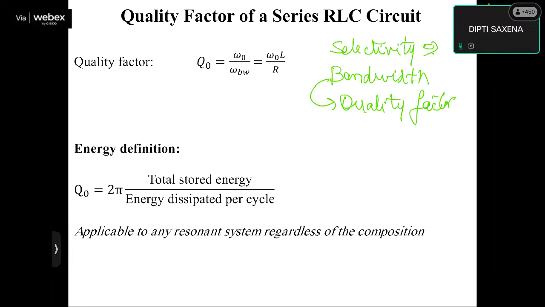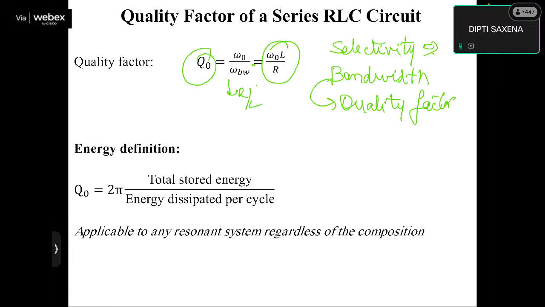And the quality factor is defined as omega 0 upon the bandwidth. Omega 0 is the resonant frequency. The bandwidth we have derived, it was equal to R by L. So, the quality factor is given by omega 0 L by R. Now, this is in terms of the parameters of the circuit.